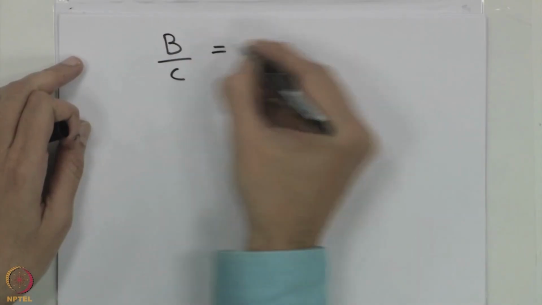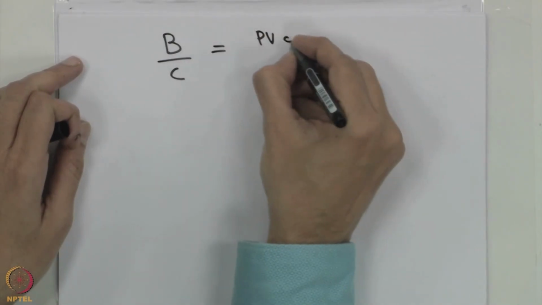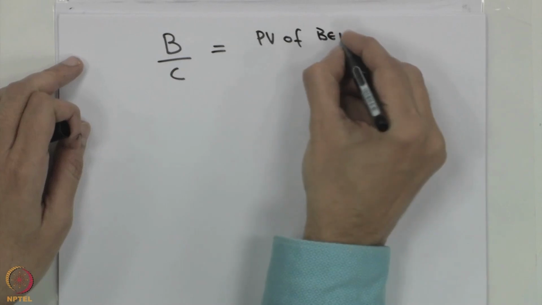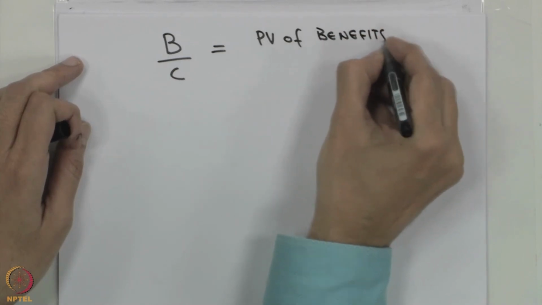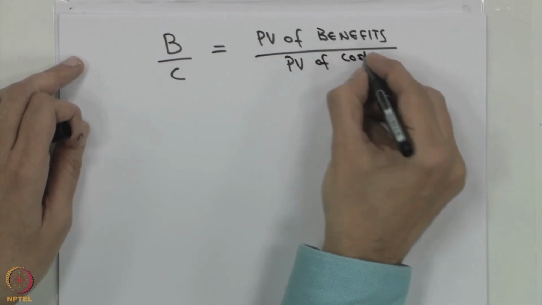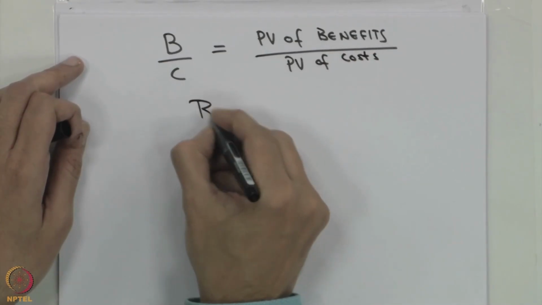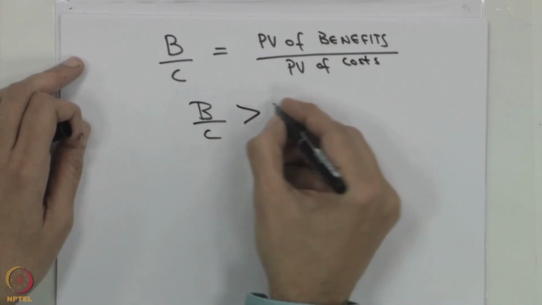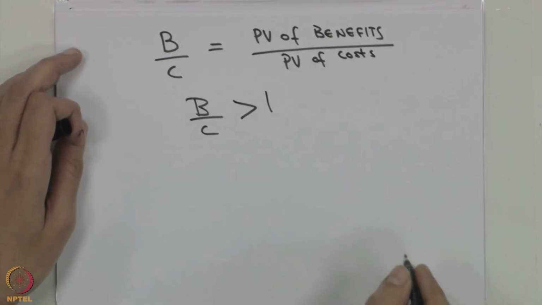Another possibility: instead of looking at the net present value, which is the present value of benefit minus the present value of cost, some companies use the indicator called the B by C ratio, which is the present value of benefits divided by the present value of costs. And the criteria is that B by C must be greater than 1, benefits must exceed costs.